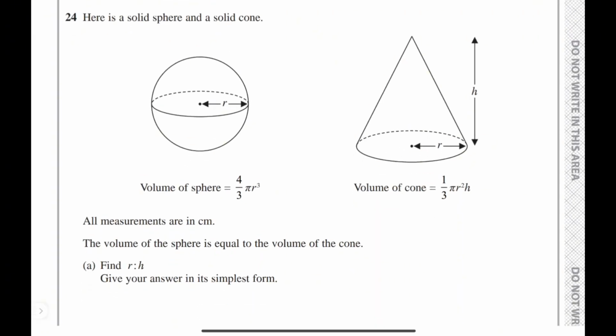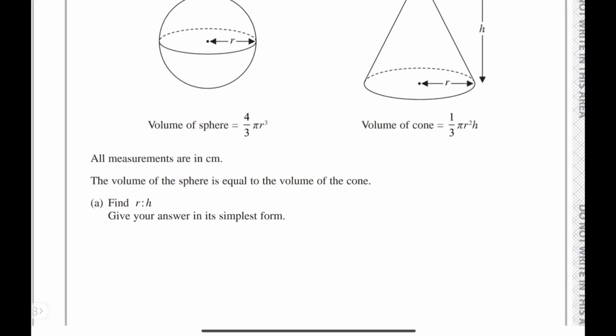Here is a solid sphere and a solid cone. The volume of the sphere is 4 over 3 pi r cubed, and the volume of the cone is 1 over 3 pi r squared h. All measurements are in centimeters. The volume of the sphere is equal to the volume of the cone. Find the ratio of r to h.